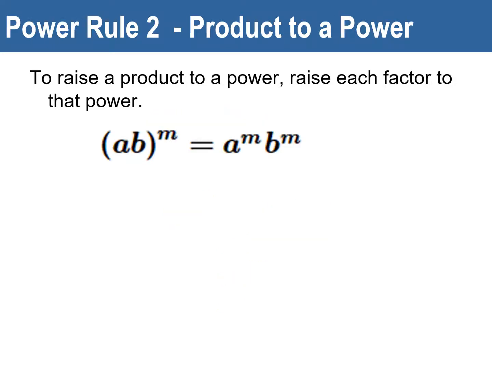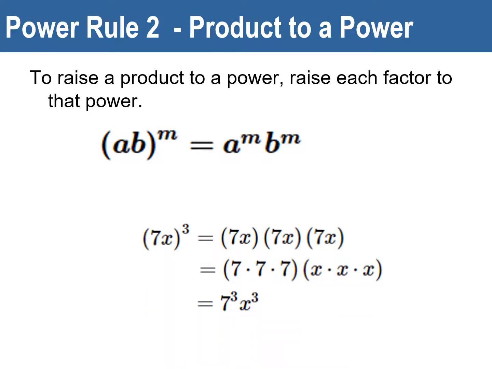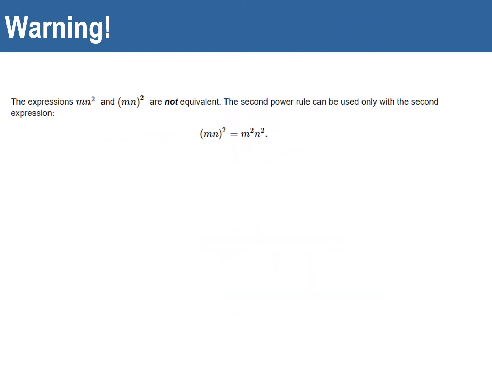Remember, when you raise a product to a power, you can raise each factor to that power. So (7x) cubed, you can go straight to 7 cubed x cubed. You really don't need the intermediate steps. Warning, something like mn squared is not the same thing as the product (mn) squared. The second power rule can only be used with an expression where you have parentheses.